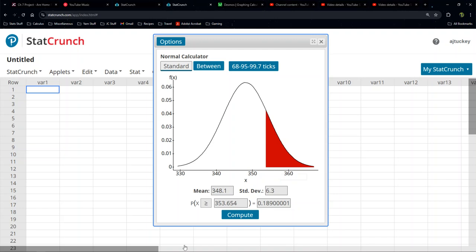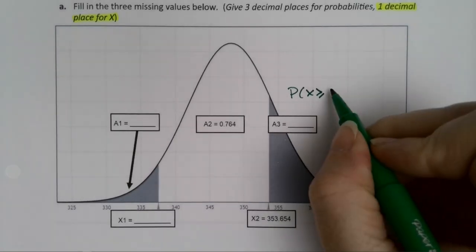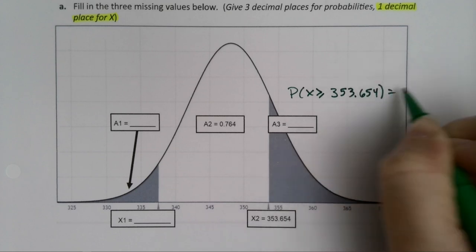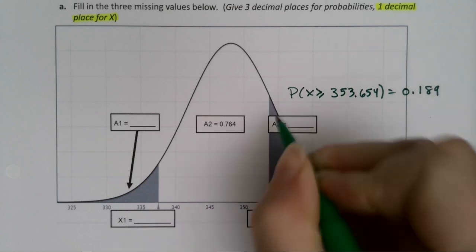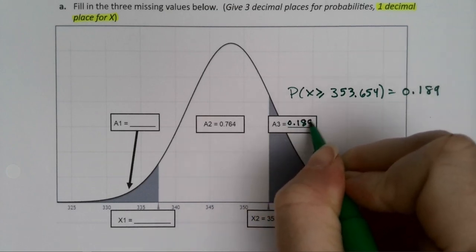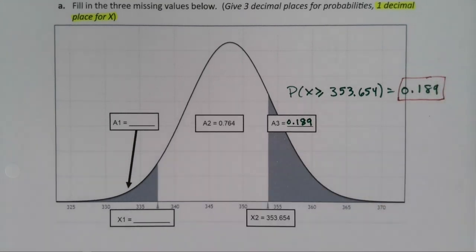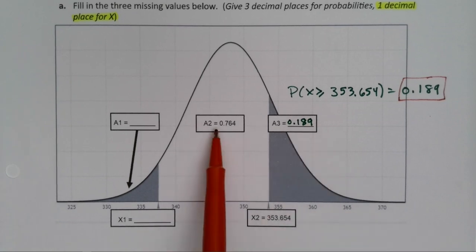And then I'm just going to write that on my paper real quick. So x greater than 353.654 equals 0.189. This is the answer right here, and this is what we would box. There's the work.